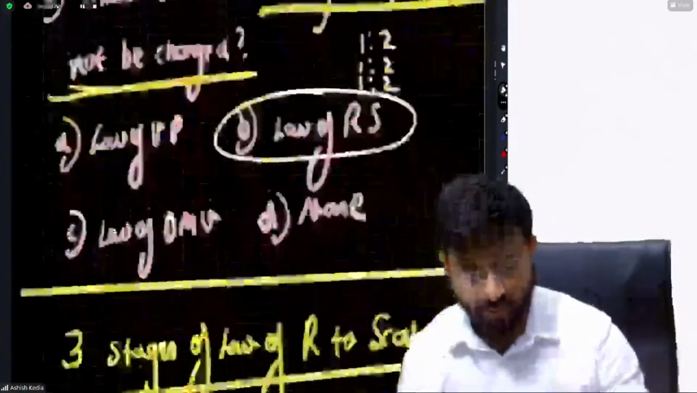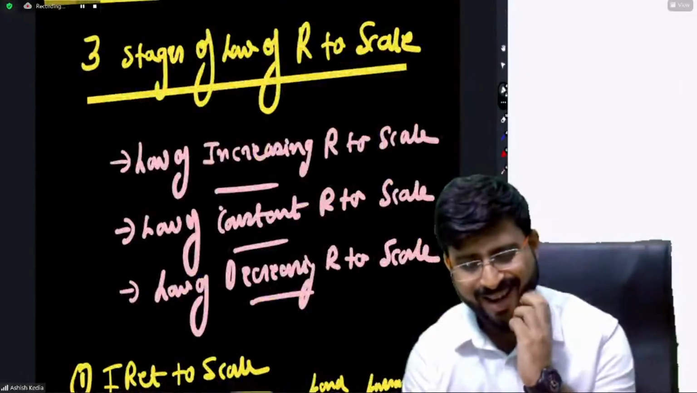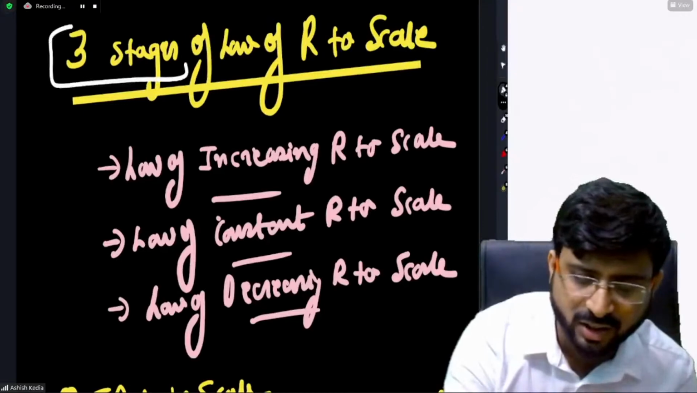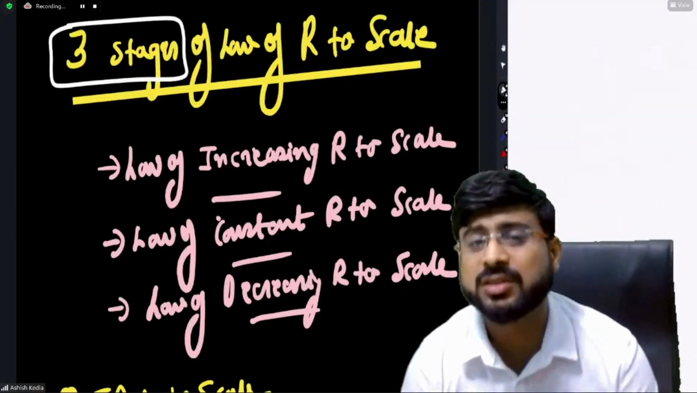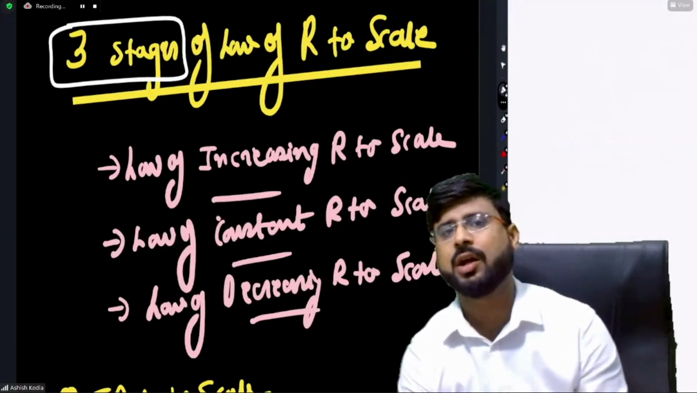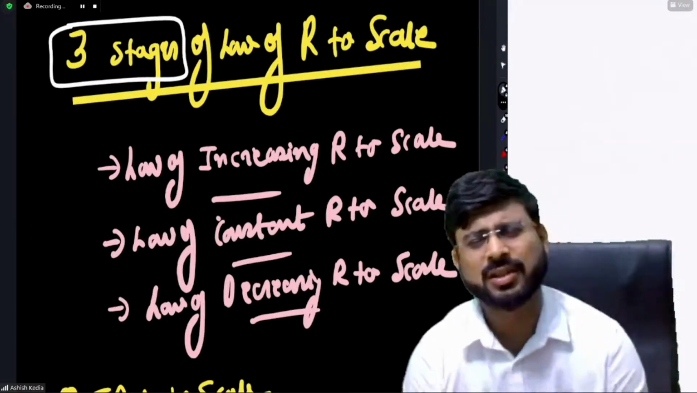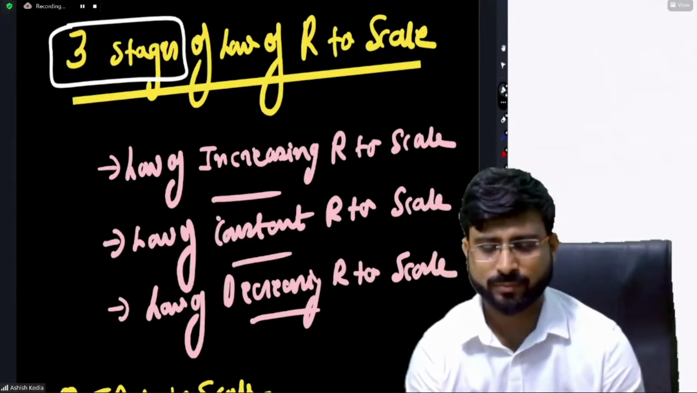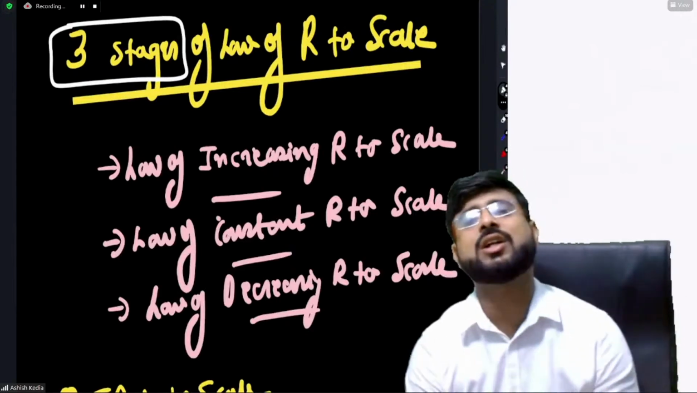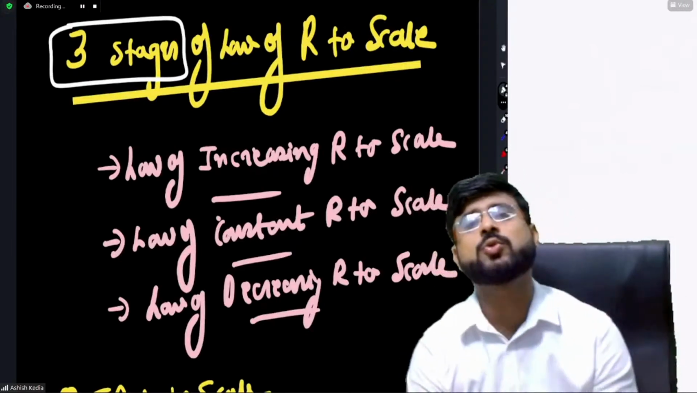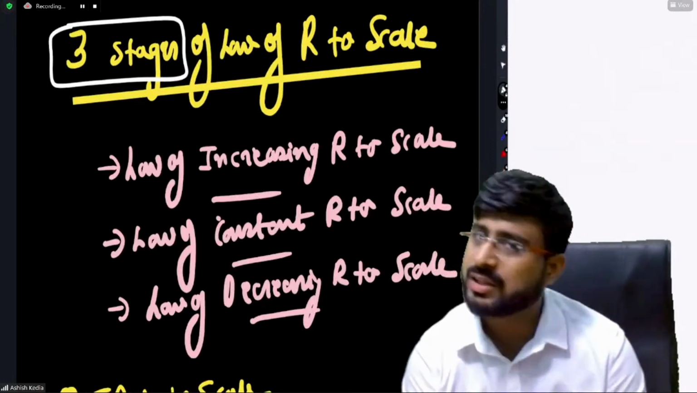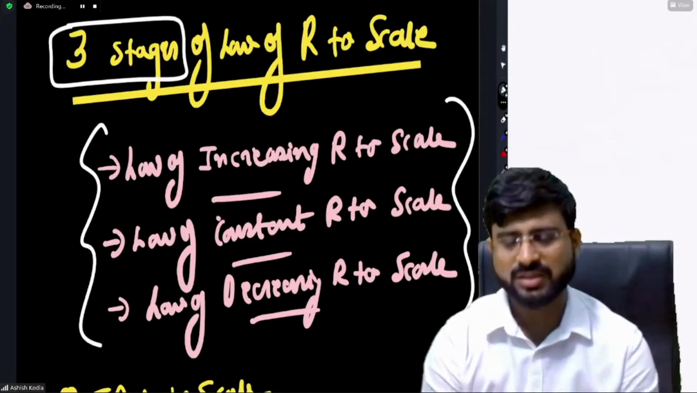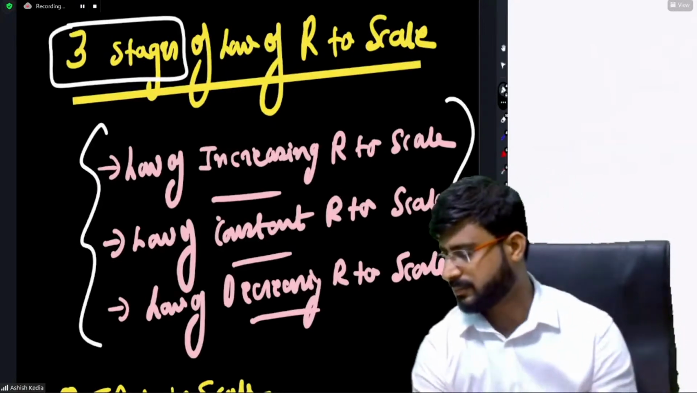Right. Now friends, there are three stages of law of returns to scale. How many stages are there in law of returns to scale, everyone? Three. Sir, in variable proportion also we had three stages, na? Yes. In law of returns to scale also there are three stages. Just like law of variable proportion had three stages, law of returns to scale also has three stages. Is that clear, everyone?